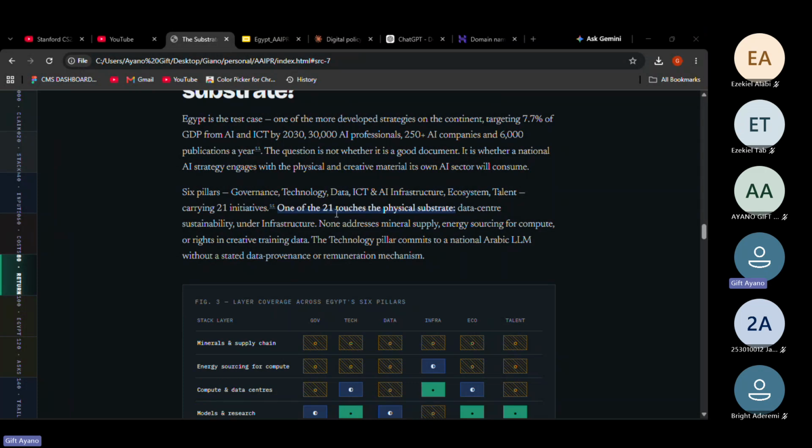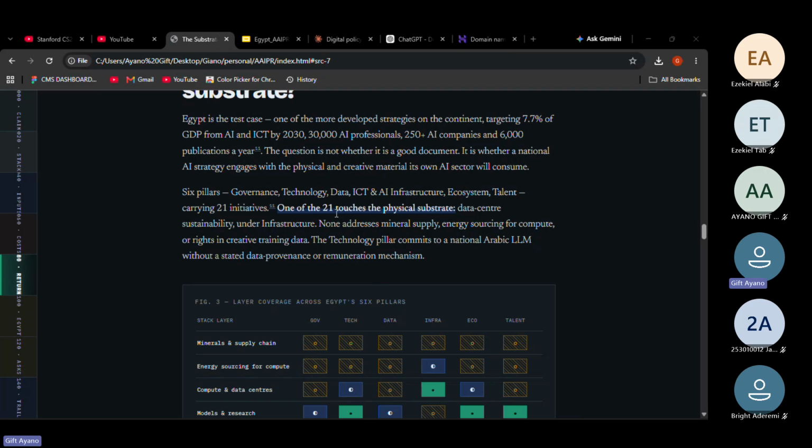Basically, what this is saying is that, taking Egypt as a case study and looking at the AI strategy they drafted and published, they published quite a lot of things, but they did not address the core parts. They did not address minerals, they did not address energy sourcing for compute. For instance, what they just said is data center sustainability. That's very broad, so general. You can't just say, when building a house, "house sustainability." They don't talk about the things that are foundational to building a house, how we get the bags of cement, how we recruit people that will do this.